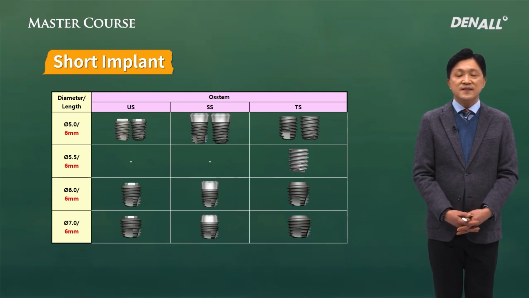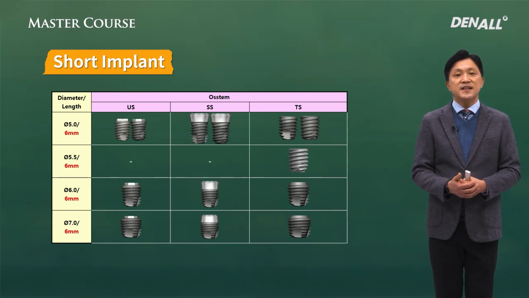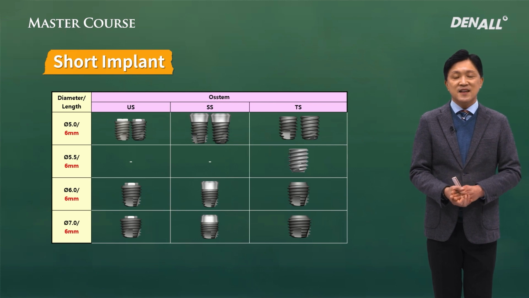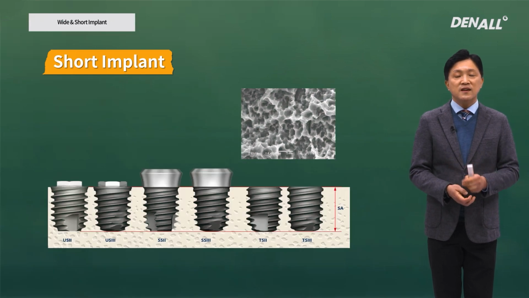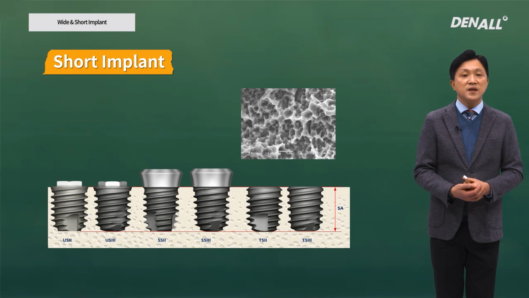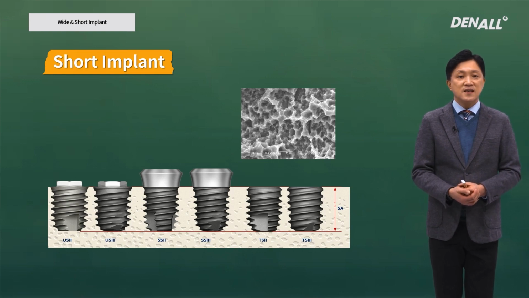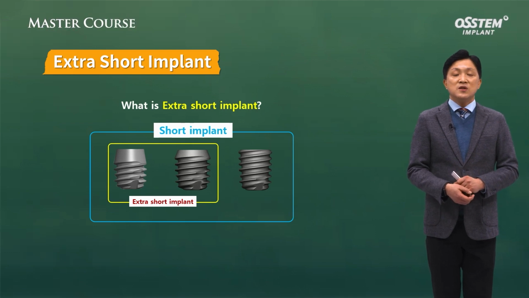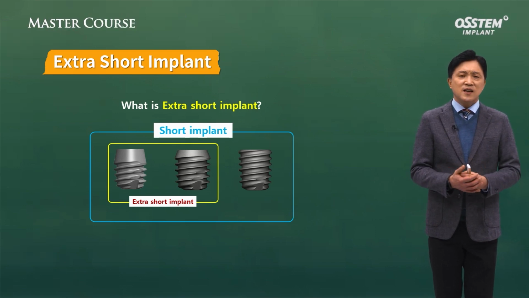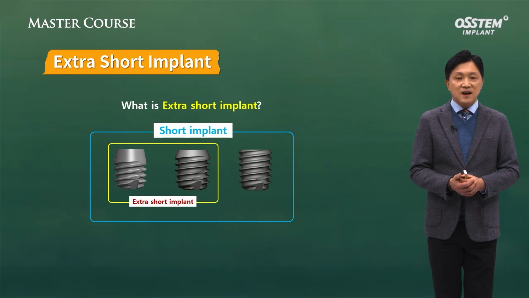This is inevitable because if it's less than 6 millimeters, it's not approved in Korea. So 6 millimeters is the limit. So the typical implant is only up to 6 millimeters that's being produced in Korea. Then in the case of extra short implants, yes, they also do exist.